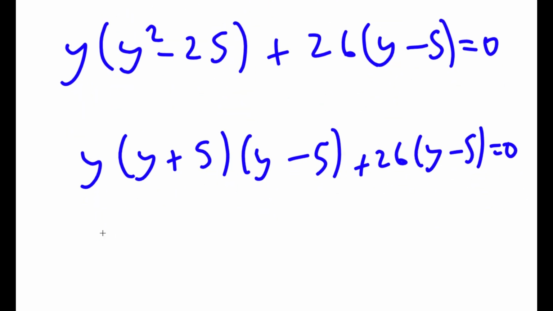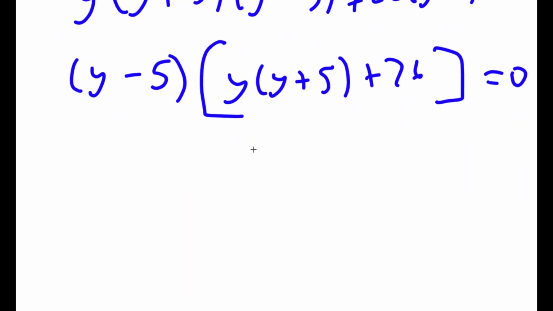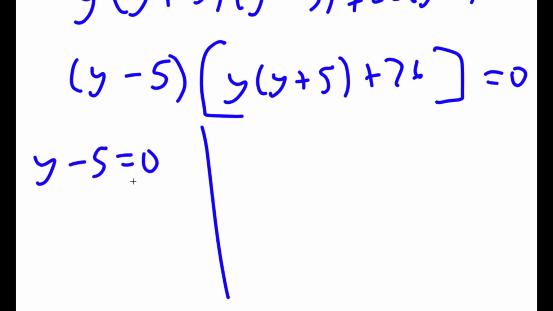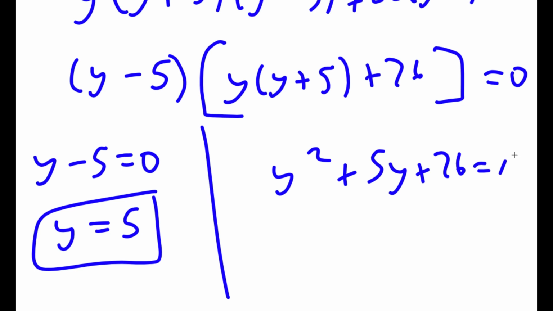And now if I factor out y minus 5, I get y minus 5 times y times y plus 5, plus 26, is equal to 0. So now this gives me two equations. I have y minus 5 is equal to 0, which means y equals 5, and I have y squared plus 5y plus 26 is equal to 0.